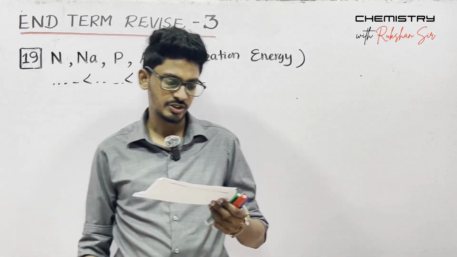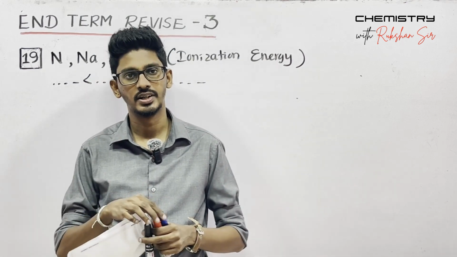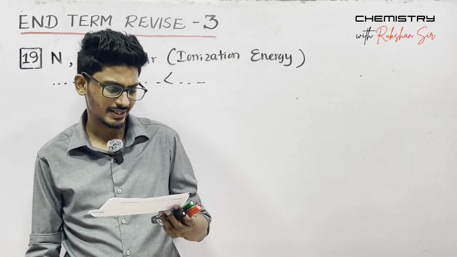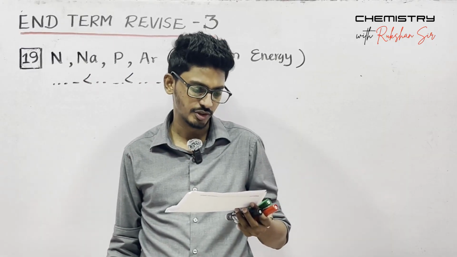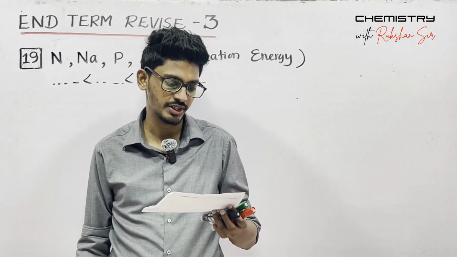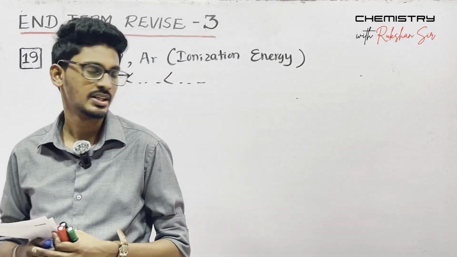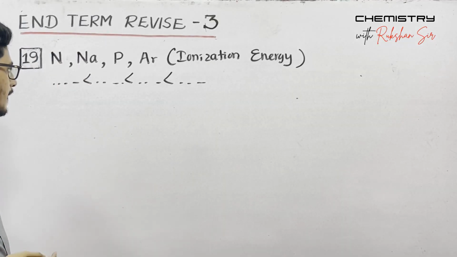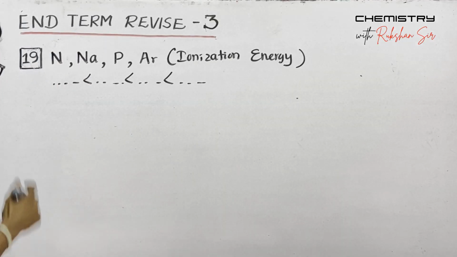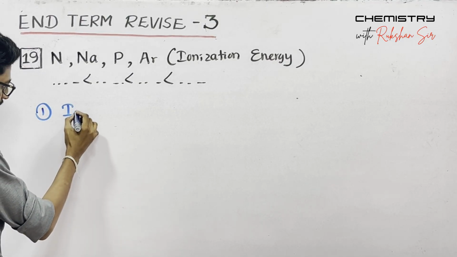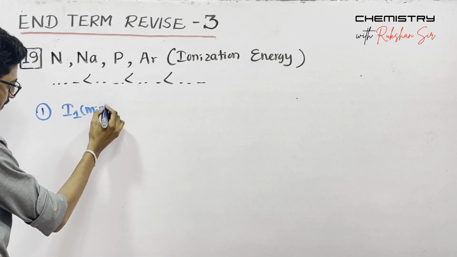Let's discuss question number 19. This is regarding the first ionization energies of nitrogen, sodium, phosphorus, and argon. See, what are the considerations? First, you should know the I1 minimums and I1 maximums.